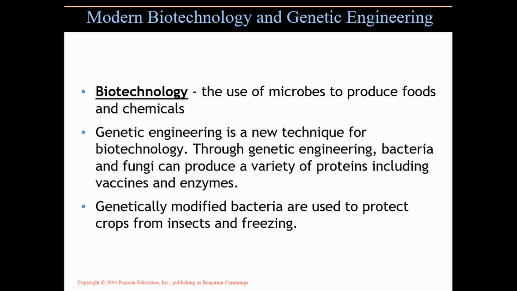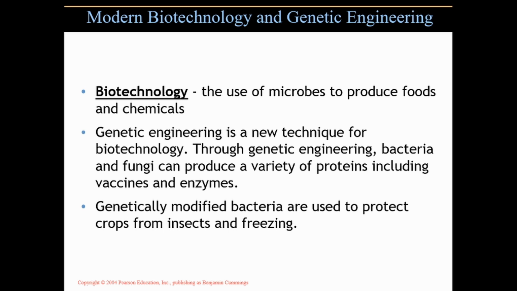Biotechnology, the use of microbes to produce foods and chemicals. So we're using technologies to modify these organisms. Genetic engineering is an example of one, a relatively new technique for biotechnology. Bacteria and fungi can produce proteins, including vaccines and enzymes and things that are needed by humans as therapies, for example, as therapeutic agents.